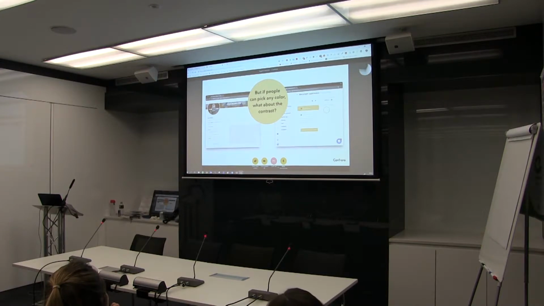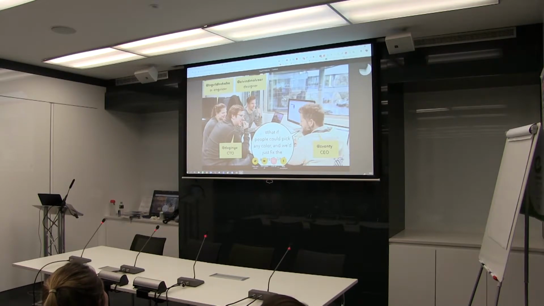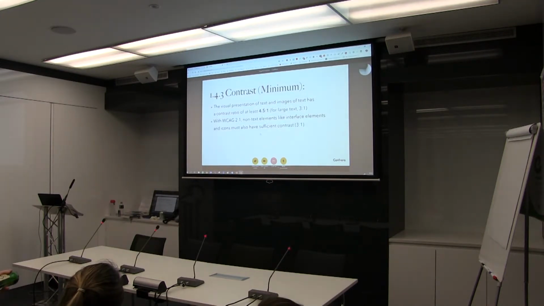So that was the problem that we had to solve. So we sat down and our CEO said, what if people could just pick any color they like and we will just fix accessibility? So we have to fix that. So just to have a look at what contrast is in the meaning of WCAG. To follow the AA criteria, you need to have a contrast of at least 4.5. And for the new 2.1 standard, that also applies for non-text elements like interfaces, icons, buttons, etc.